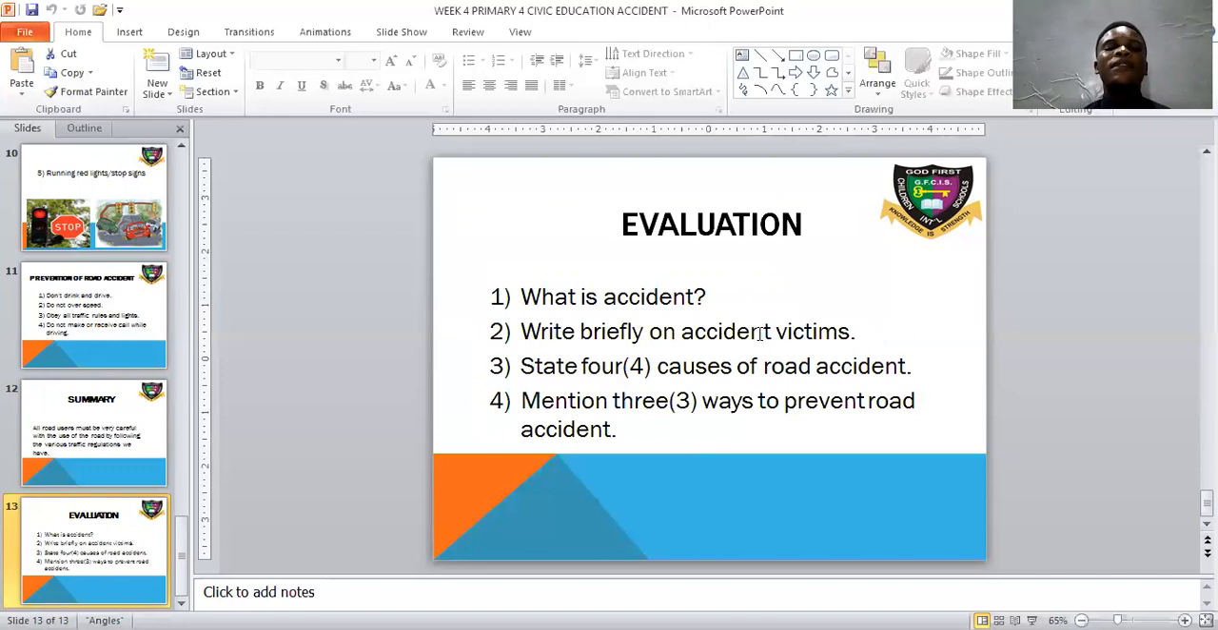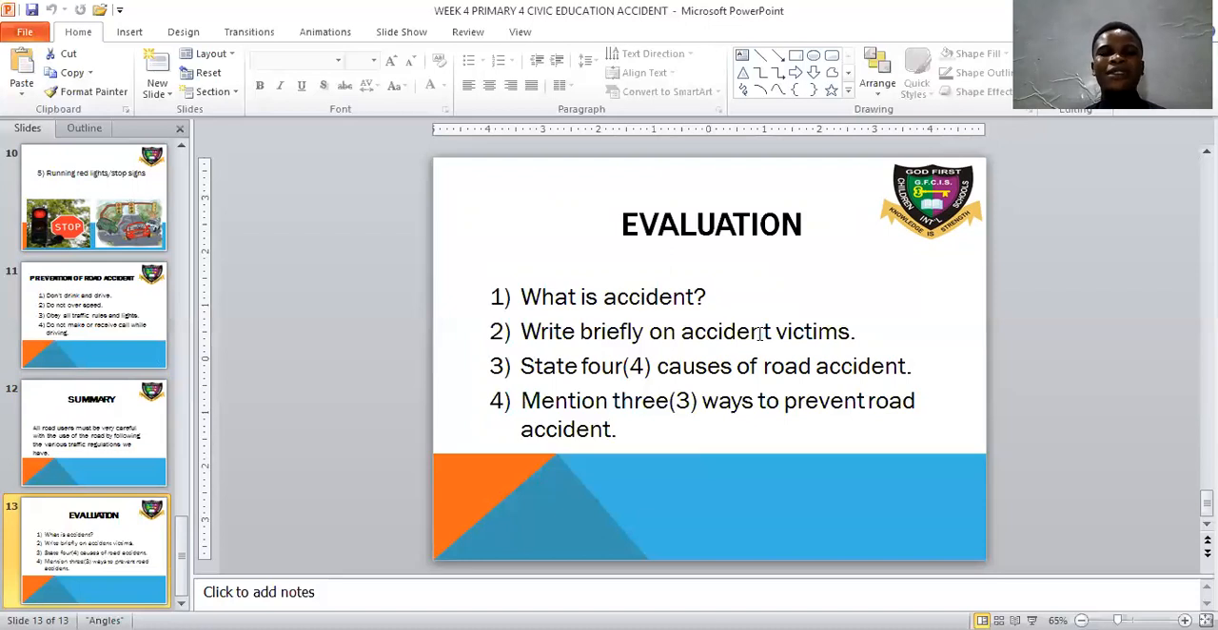The first one says, what is accident? We discussed that during our lesson: accidents are unplanned events that happen suddenly and harm us. They cause harm and damages to ourselves, to our life, and to our properties. Now, write briefly on accident victims. Who are accident victims? Accident victims are those involved in accident.